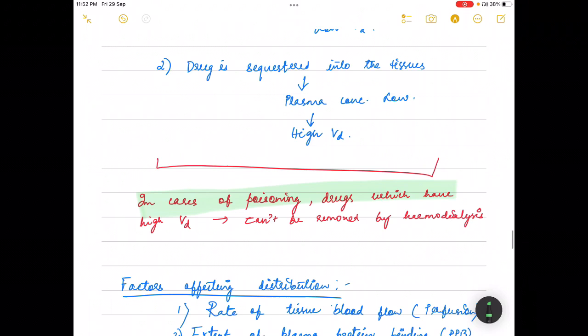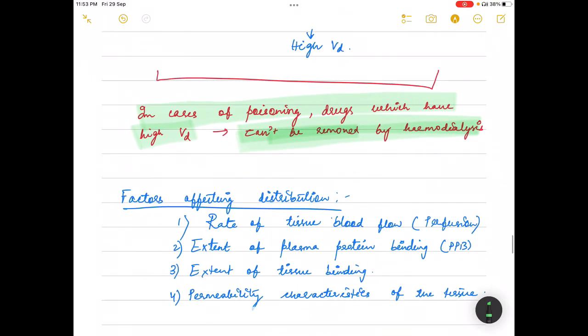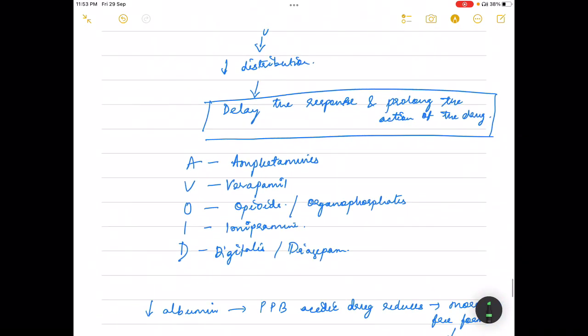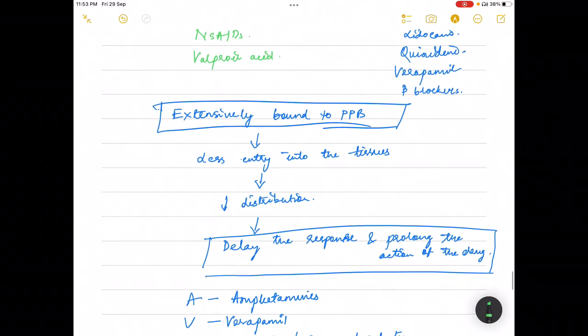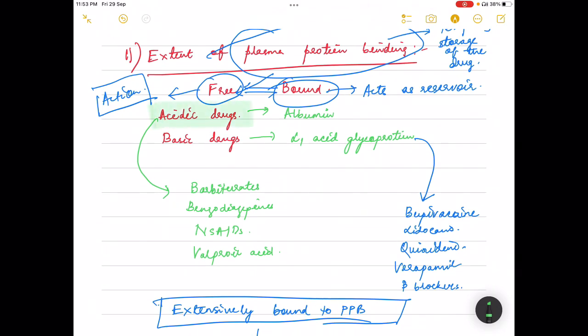So in cases of poisoning, the drugs which have a high volume of distribution can't be removed by hemodialysis. Which are these drugs? They can be remembered by the mnemonic AVOID. A for amphetamine, V for verapamil, O for opioids or organophosphates, I for imipramine, and D for digitalis and diazepam.